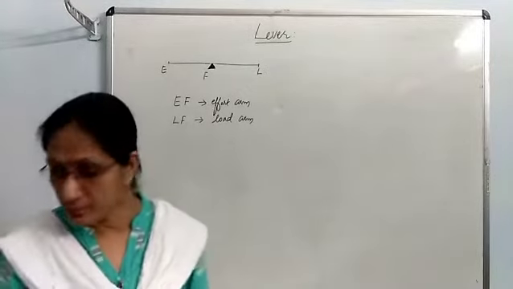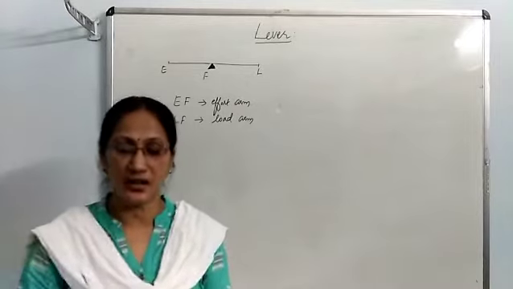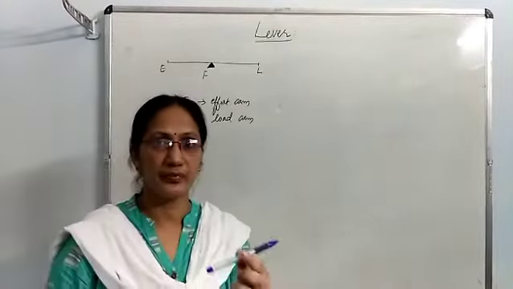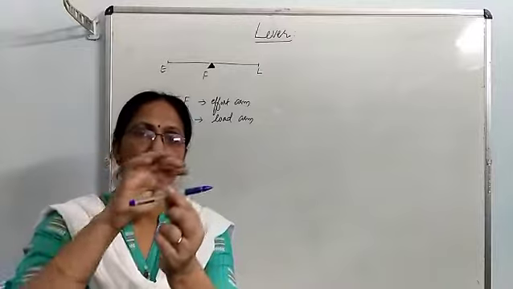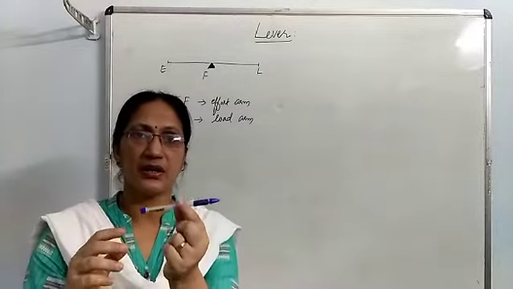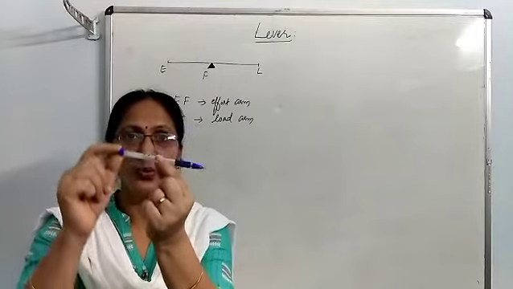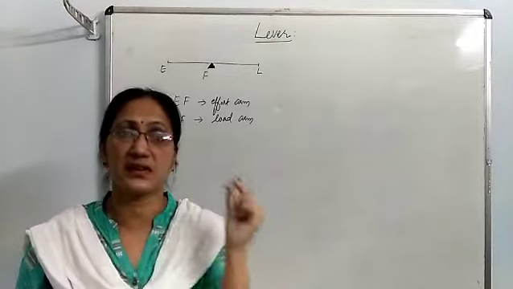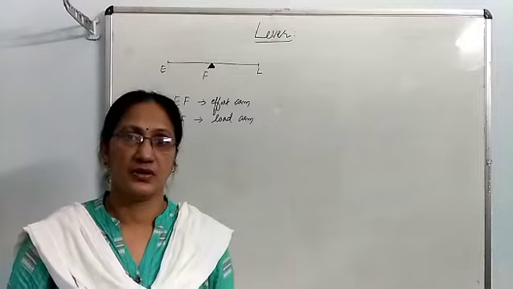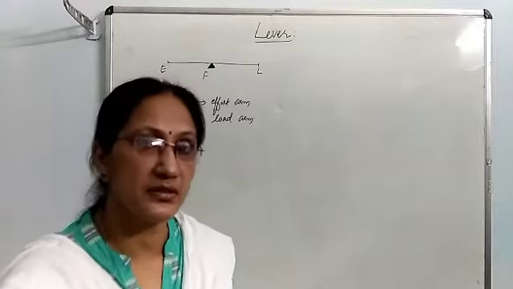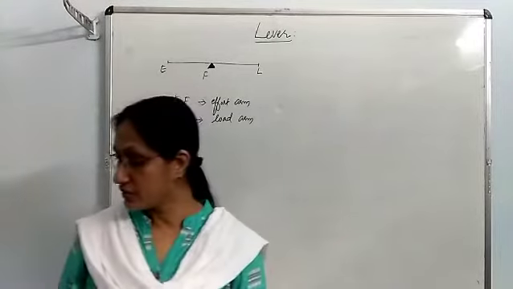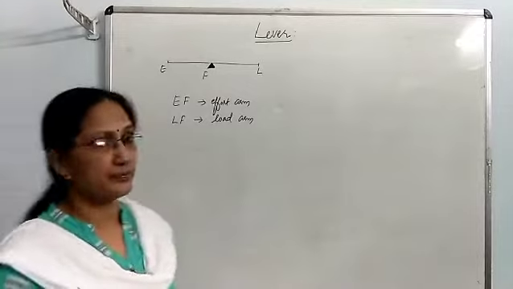Lever is a rigid bar which can turn around a fixed point. A rigid bar made of either wood or metal which can turn around a fixed point. Turn means move around a fixed point. Best example is seesaw. That rigid bar which can turn around a fixed point we call a lever.